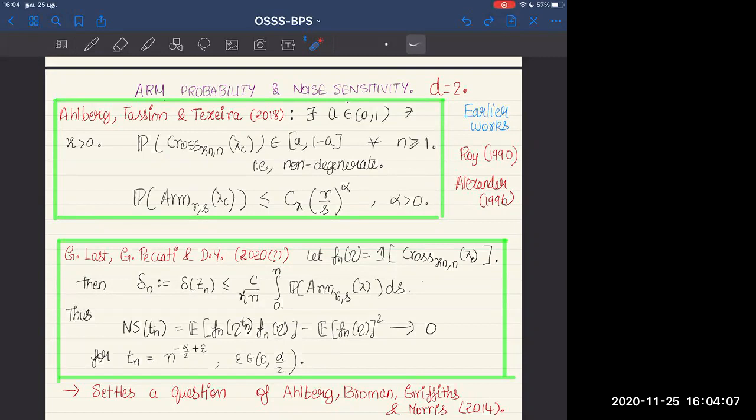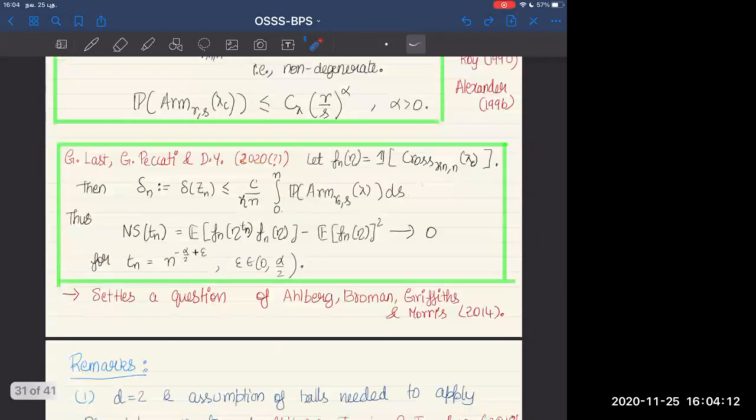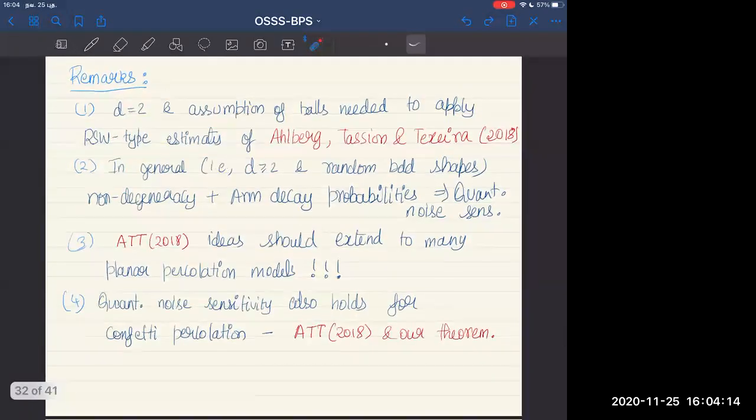Okay, so this is a nice application. Let me quickly make some remarks. The assumption of a ball was needed only to use Ahlberg, Tassion, Teixeira. The general result will be: non-degeneracy plus arm decay probability implies quantitative noise sensitivity, in any dimension, any shapes, everything. That's it. And we will talk about some generalizations later.